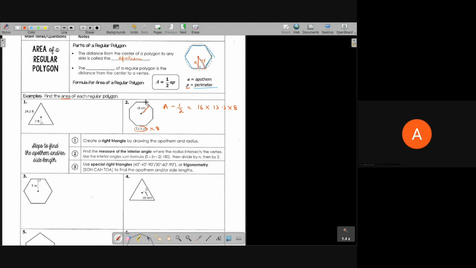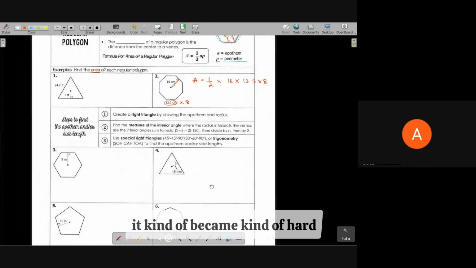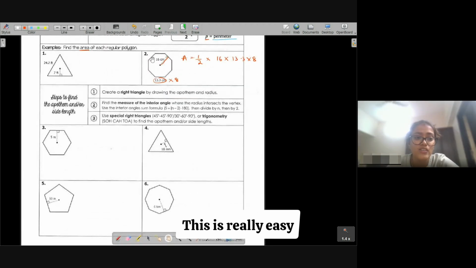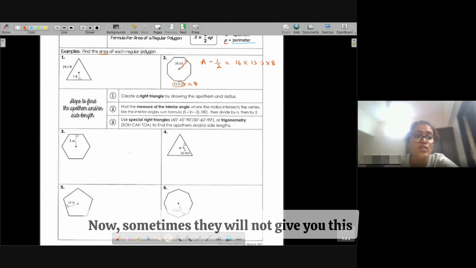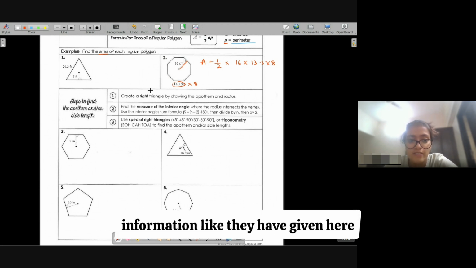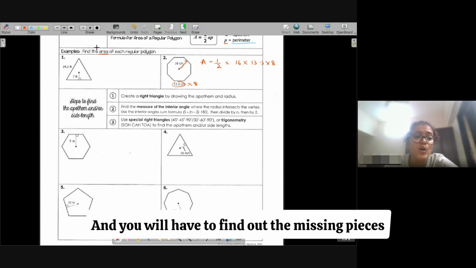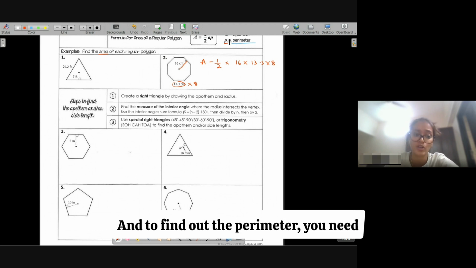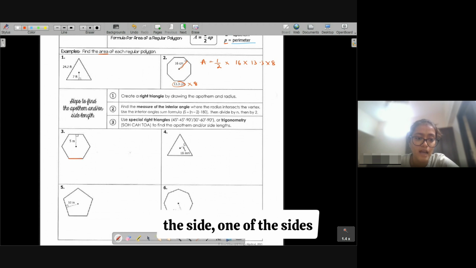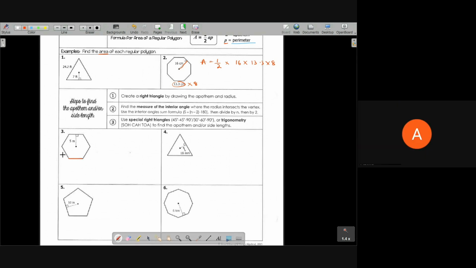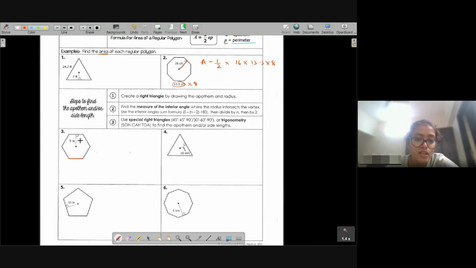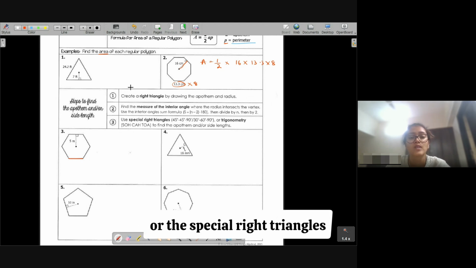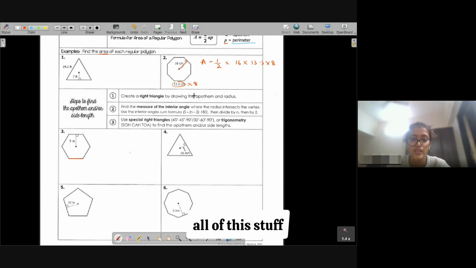Those were easy. Just starting from number 3, it became kind of harder. Yes, that's what I thought. This is really easy. Let's start with number 3. Now, sometimes they will not give you this information like they have given here, and you will have to find out the missing pieces. You only need the apothem and the perimeter. To find out the perimeter, you need one of the sides. And to find out the side, you will need to use either the Pythagorean theorem, SOHCAHTOA, or the special right triangles, all of this stuff.